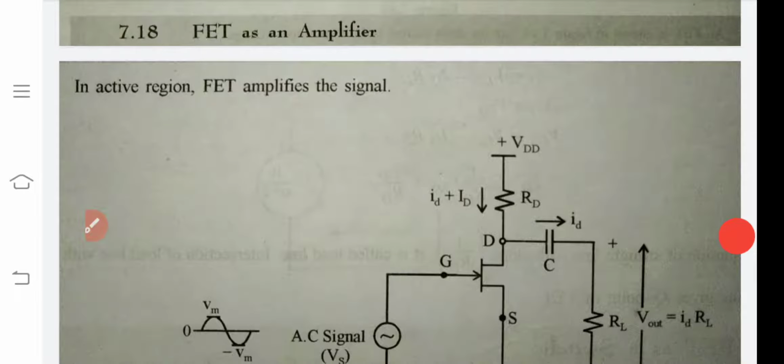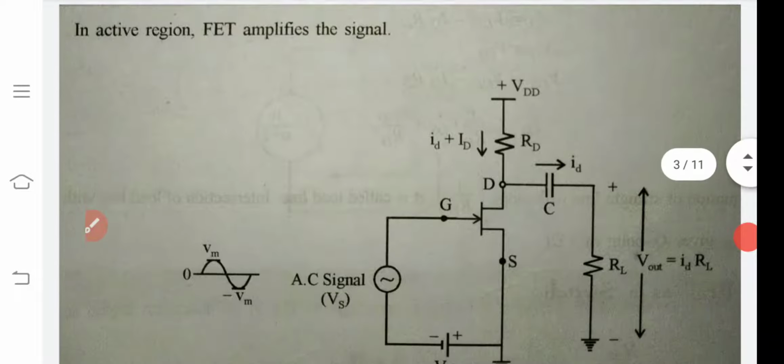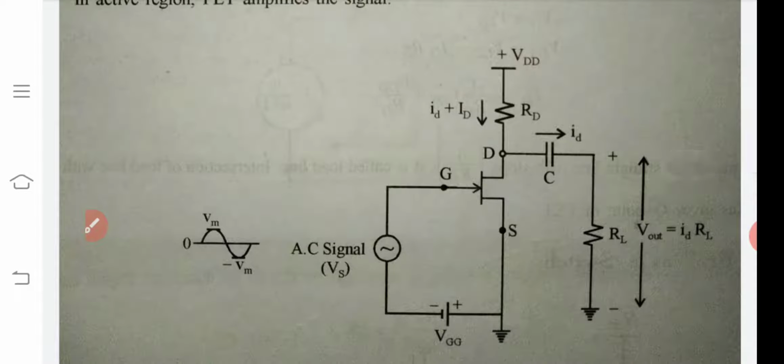FET as an amplifier. How? An amplifier is a circuit which amplifies the input signal at the output. For more input we get more output.